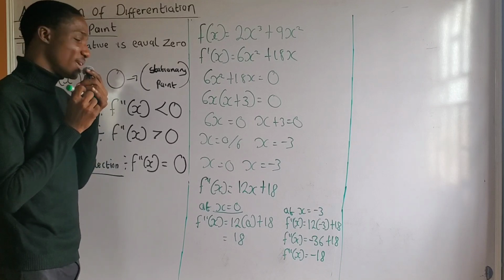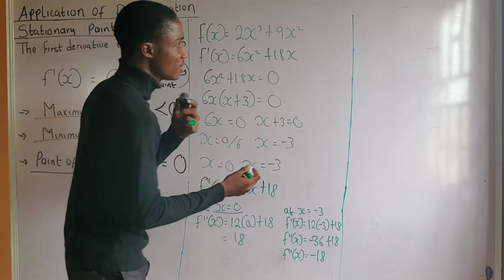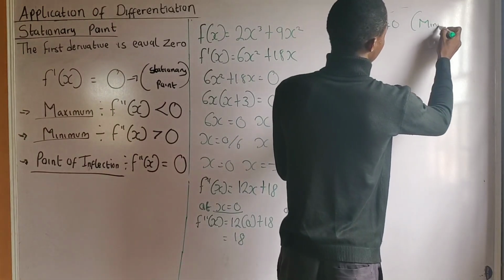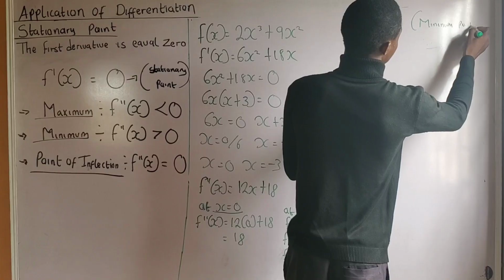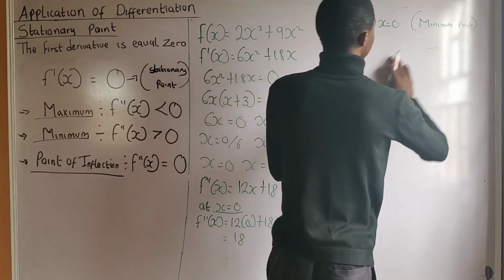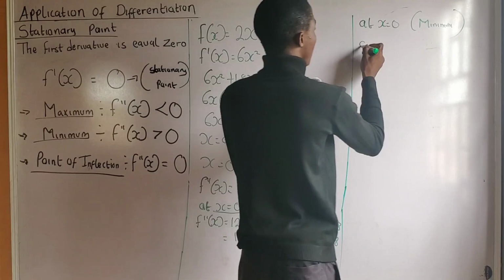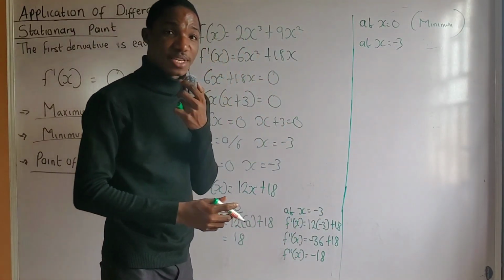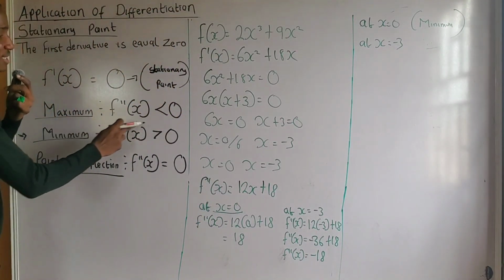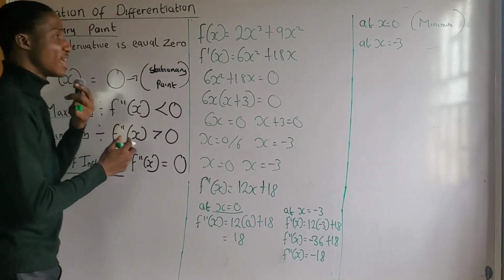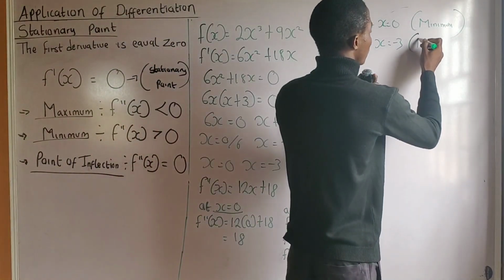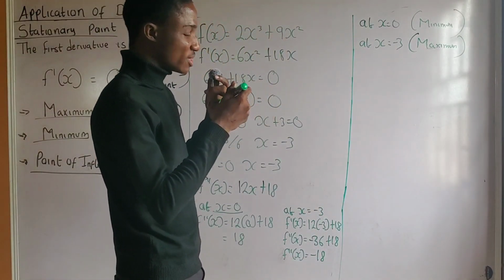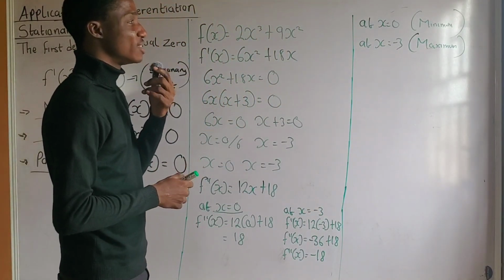Now, for the second point. At x equals 0, you have a minimum point. The stationary point is a minimum. And then at x equals minus 3, what do we have? We have negative 18. Now, negative 18 is less than 0. So at x equals minus 3, the stationary point is a maximum. At x equals 0, the stationary point is a minimum. At x equals minus 3, the stationary point is a maximum.